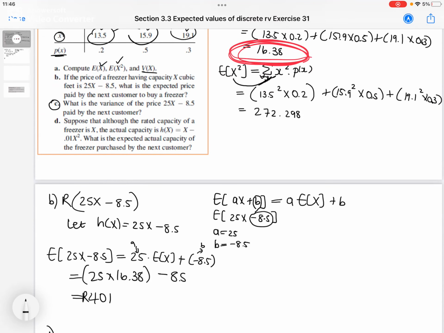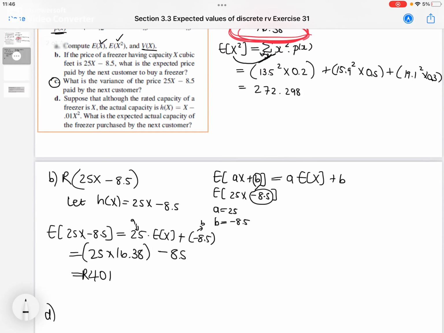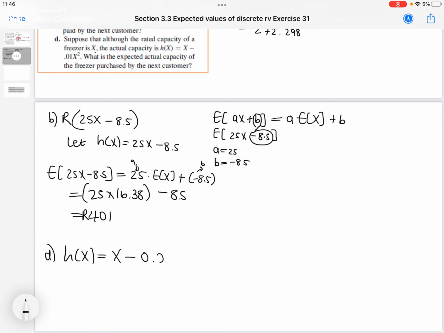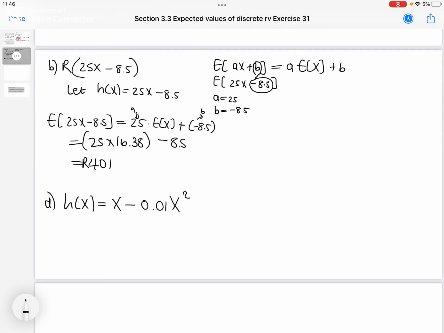Then for D, we said we're skipping C because it's on the variance that we'll do in the next video. D says, suppose that although the rated capacity of a freezer is X, the actual capacity is X minus 0.01 X squared, okay? Then what is the expected actual capacity of a freezer purchased by the next customer? All right, so in this case, they tell us that our function is equal to X minus 0.01 capital X squared.